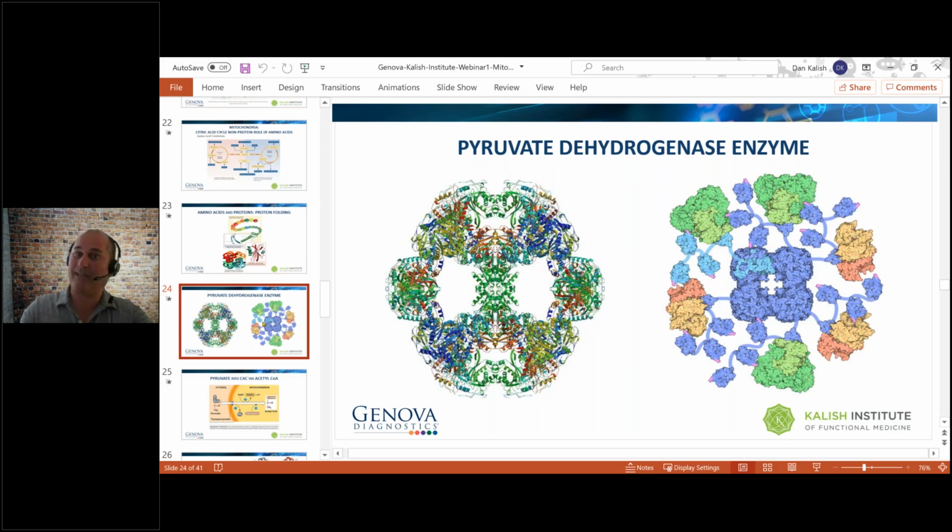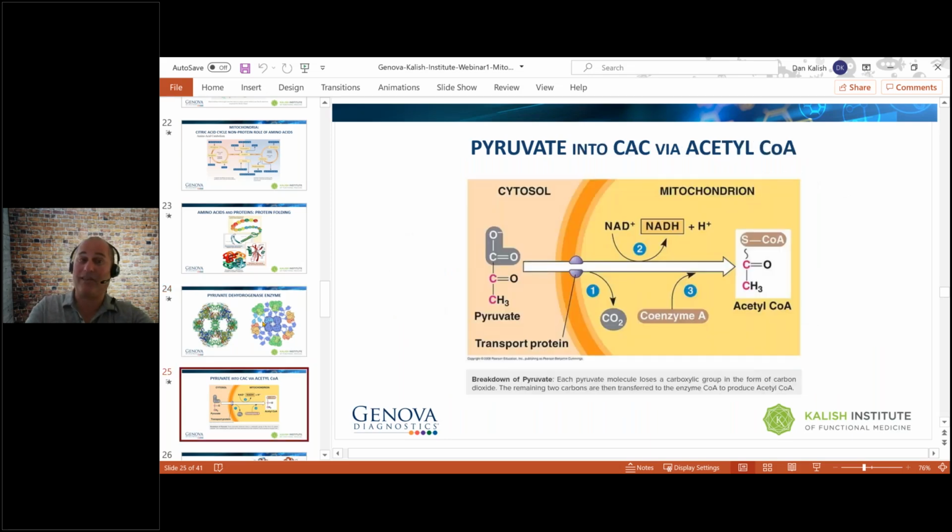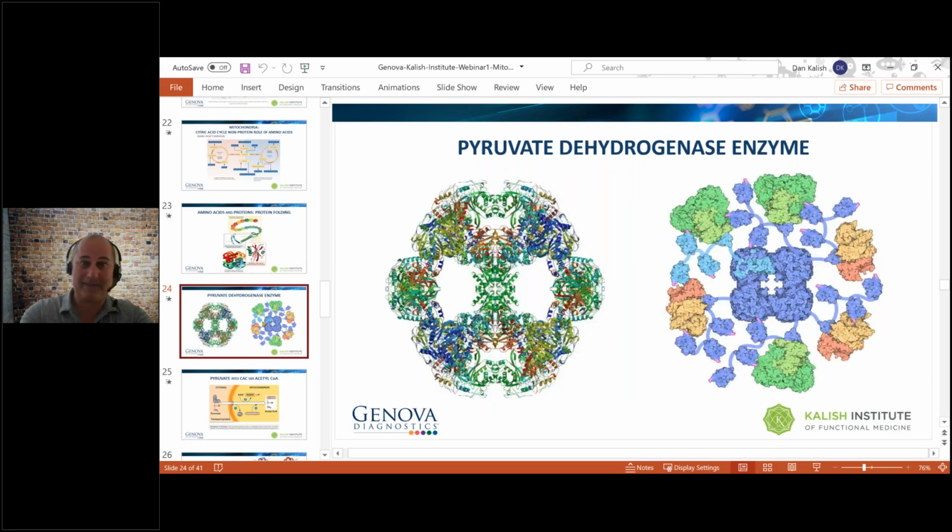Maybe there's a way that we could someday test for this. And that's what organic acids testing is. It's an attempt to understand, are these enzymes working properly or not? If pyruvate dehydrogenase enzyme is not working, what do you think happens? Pyruvate's gonna build up. It's gonna go high, right? And if you see high pyruvate on the test, there's something wrong with this enzyme.